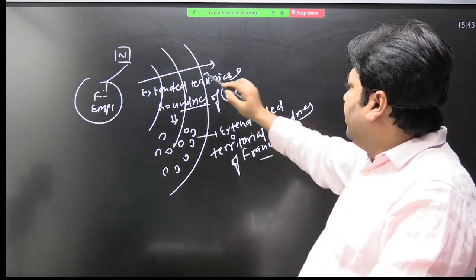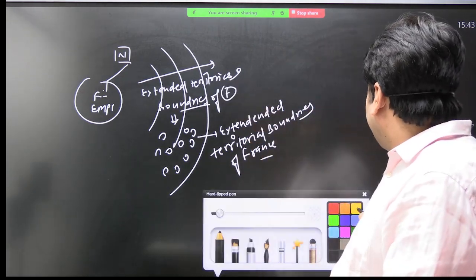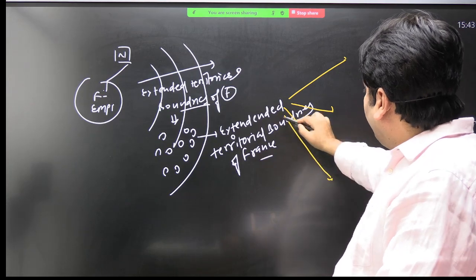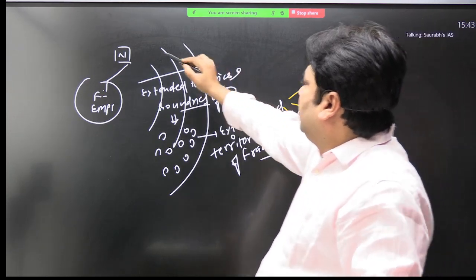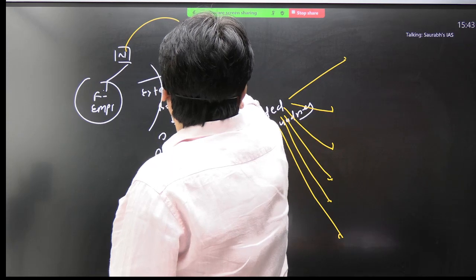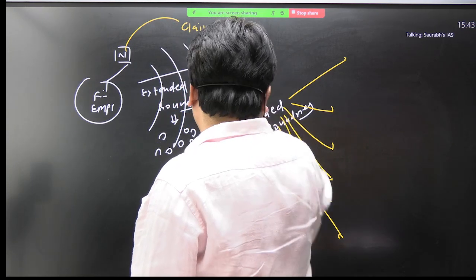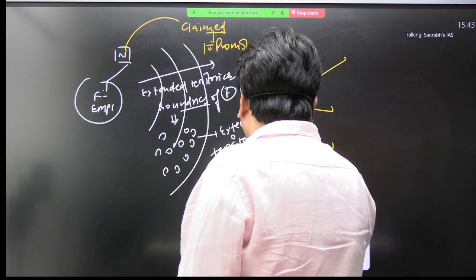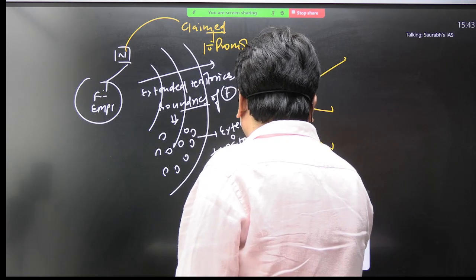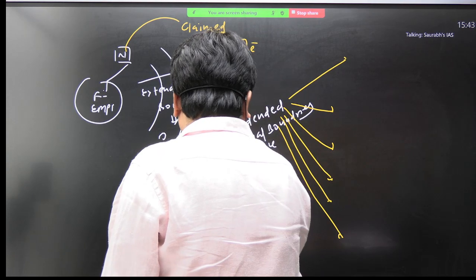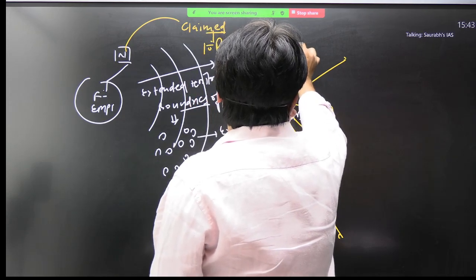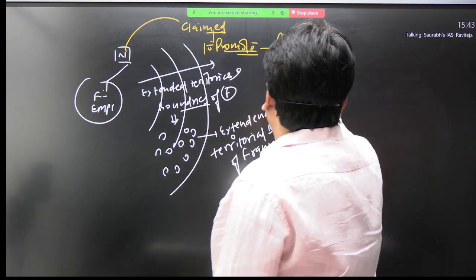Now, when Napoleon is ruling and they are the part of the extended territorial boundary of France, Napoleon claimed to promote what? Progressive ideals of revolution. We all know this. Napoleon claimed to promote progressive ideals of revolution, right? Napoleon is claiming to promote what? Progressive ideals of revolution. Okay.